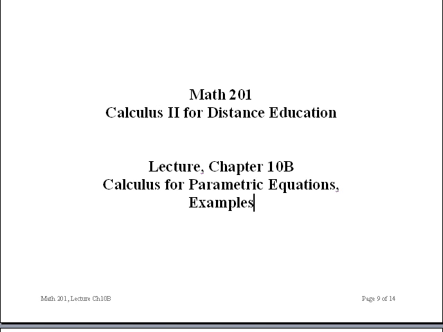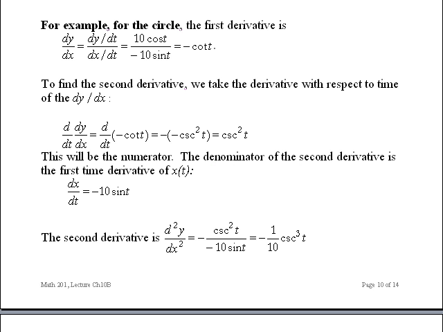This is lecture 10b. It contains some examples on taking the derivatives of parametric equations. Let's start out looking again at the circle. Remember from the lecture on the calculus of parametric equations, the first derivative of the circle, this is the curve in the xy plane, is minus the cotangent of t.